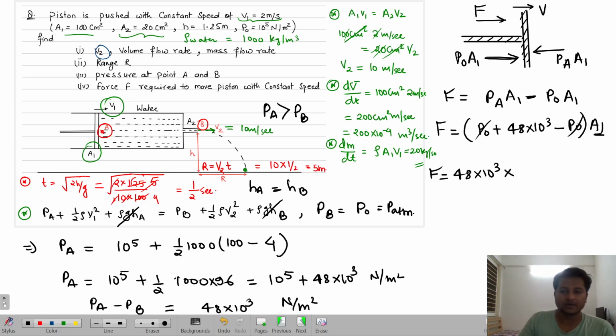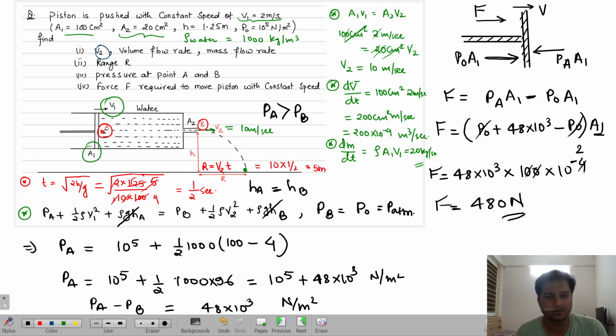And I have to write A1 in terms of SI units. So 100 centimeter square, centimeter is 10 to the power of minus 4, so two zeros will cancel and it will be minus 2. So F is equal to 480 newtons. This is the force which must be applied to move the piston with a constant velocity. Are you able to get me? Is this clear? Okay, can I move to next question?